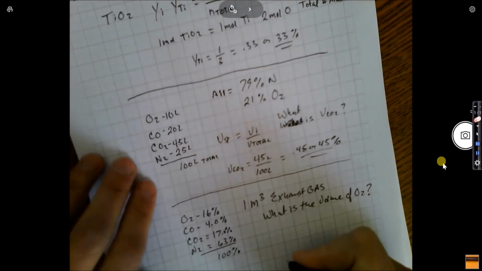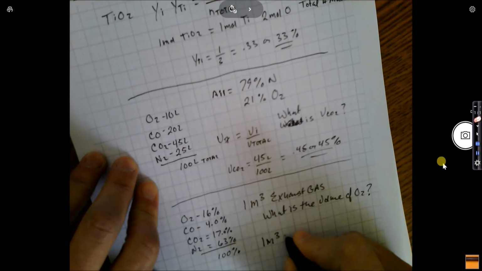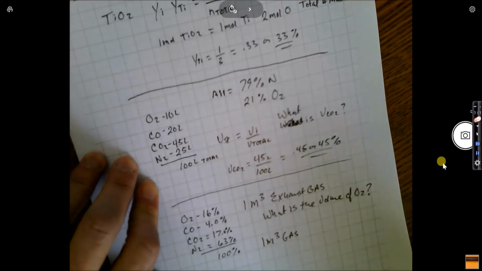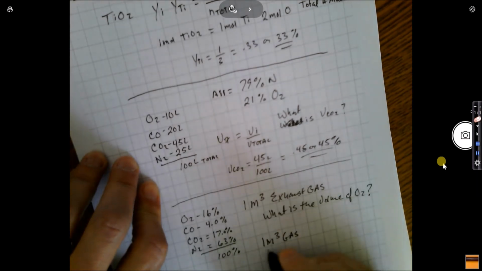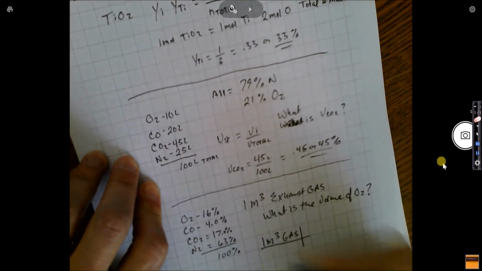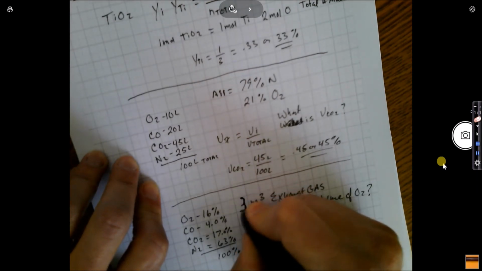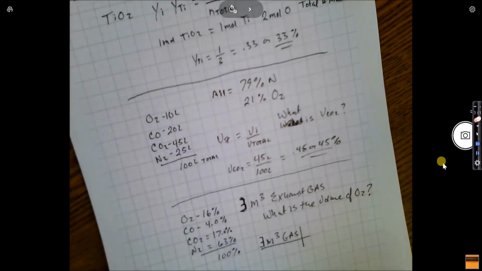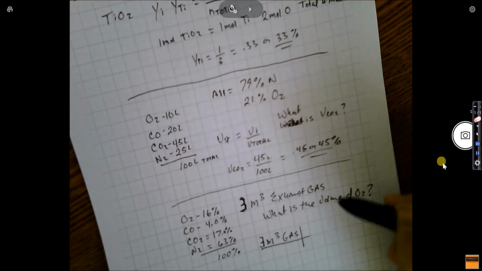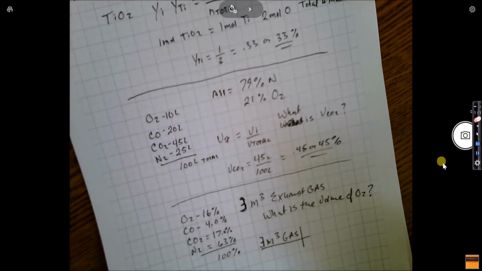So we have 1 cubic meter. And you can take a ratio, so you can take what's called a basis. Okay, so we're actually given 1 cubic meter. Let's change it. We can say we have 3 cubic meters of exhaust gas. Forgive me for changing gears on you. So 3 cubic meters of exhaust gas. What is the volume of O2 if our composition is this? So we start off with 3 cubic meters of exhaust gas, okay?